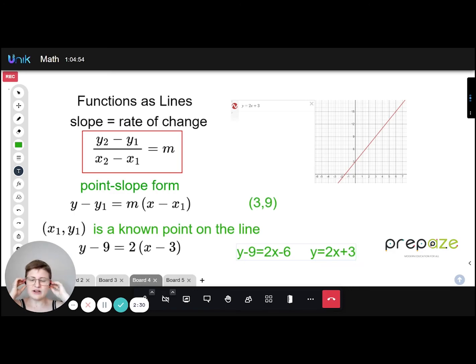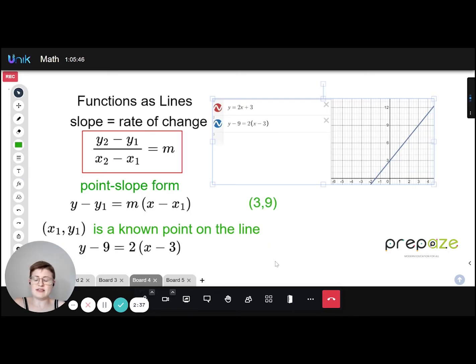So it does work. Sometimes point-slope form is a little bit easier to find, and it saves you from having to do that intercept calculation. Now, maybe you don't believe me that the two equations describe the same line, but check it out over here on my graph really quickly.